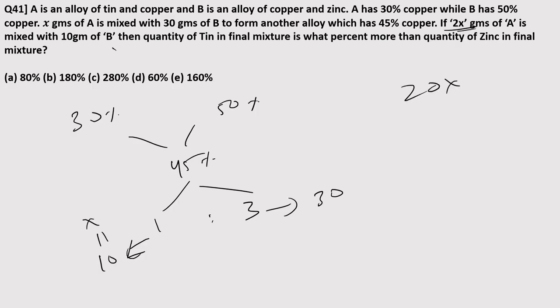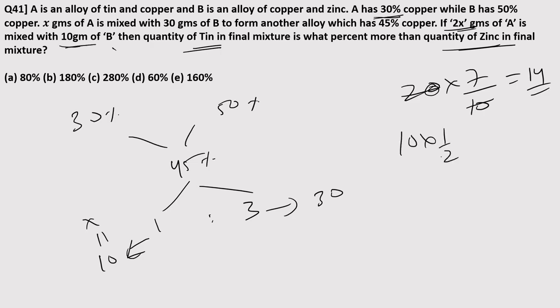So 2x grams of A. 2x means 20. That has how much tin? Because it is saying about tin. So tin has to be 70% because 30% in A is copper. So 70% has to be tin. This is 14 grams. What percent more than quantity of zinc? Zinc in 10 grams of B. 10 grams, 50%. This is 5. So 14 is what percent more than 5? So 9 more on the base of 5 into 100. This is 180%, right? This is option B.